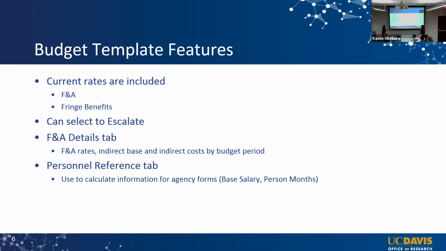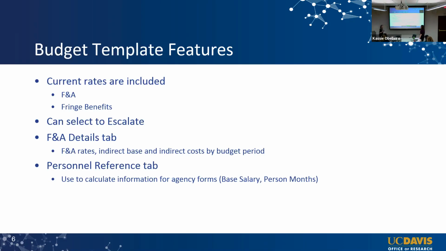So, okay. And then also there's an FNA details tab, and that tab will give you the details of the FNA rates used, the indirect base, so the amount that it was applied to, and cost by budget period. Right. So it's a really, really great feature. And there's a personnel reference tab that will calculate certain pieces of information that you need to complete agency forms, such as person months. Right. Is there another one you'd call out there? Person months is what I see.